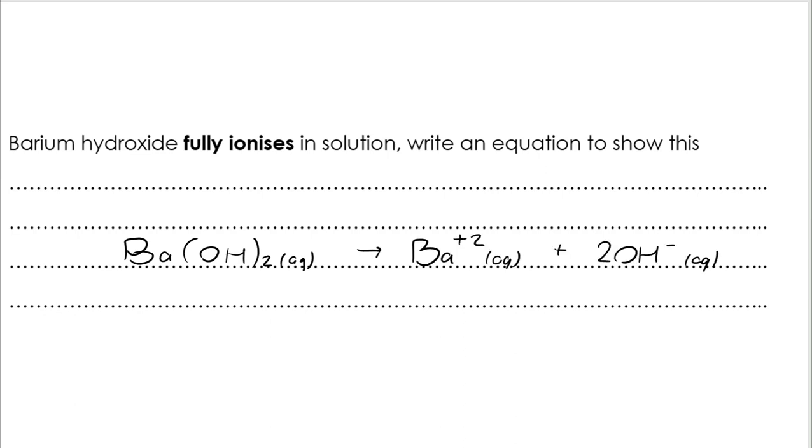Okay, barium hydroxide fully ionizes in solution. Write an equation to show this. So we start with our barium hydroxide, Ba(OH)2, and we break it down into its ions. We have Ba2+ and 2OH-, and I've got the state symbols going all the way through there.